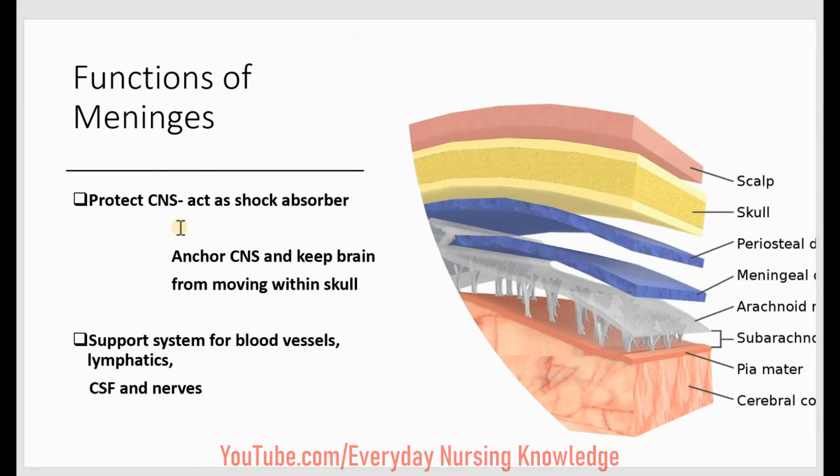What are the functions of the meninges? It protects the central nervous system. It covers the central nervous system. So it acts as a shock absorber. When there is a trauma or injury to the brain or a blow to your head, it absorbs the shock and helps to protect your brain and spinal cord. It anchors the central nervous system, that is, it helps to keep the brain from moving within the skull.